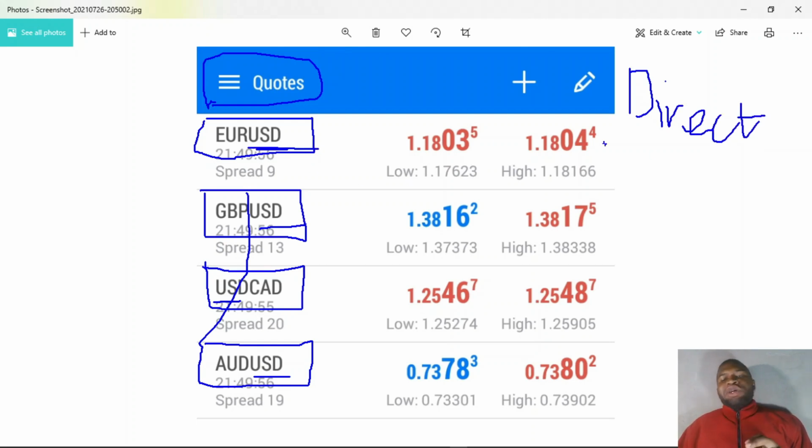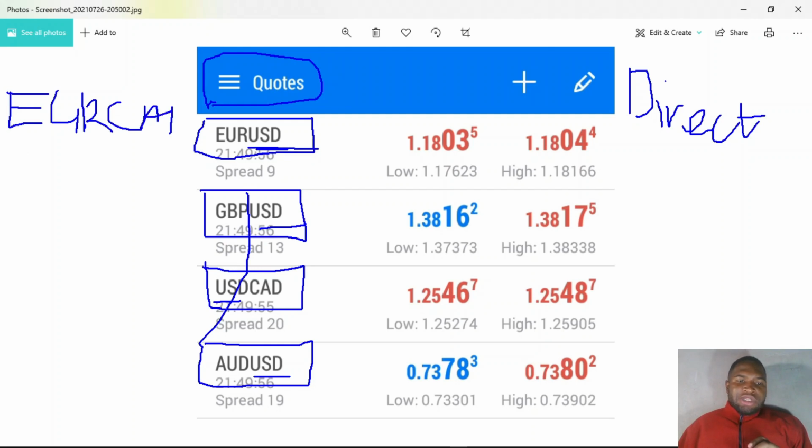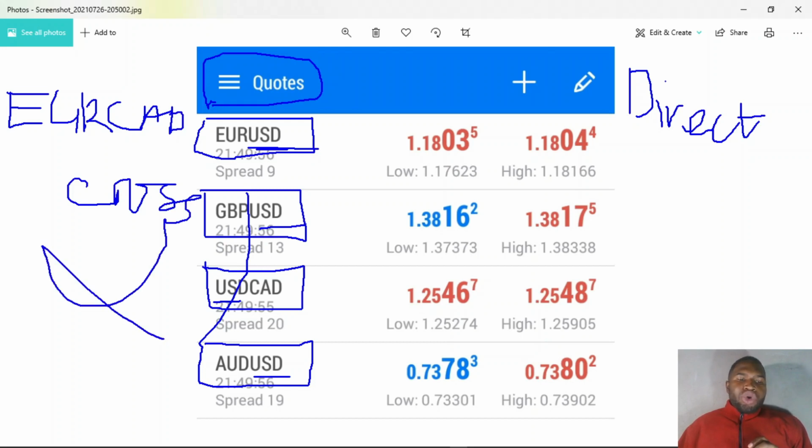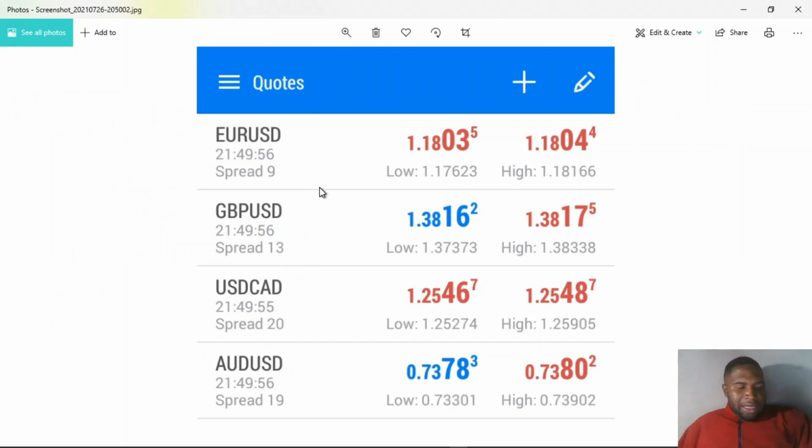But when you have something like EUR/CAD, this is no longer a direct quote, but we call this one a cross quote. Why? Because there is no longer the involvement of the United States dollar in it. I just wanted you to know that. Now, as I was telling you, this is how your forex quote will look when viewed from a MetaTrader platform on your cell phone.